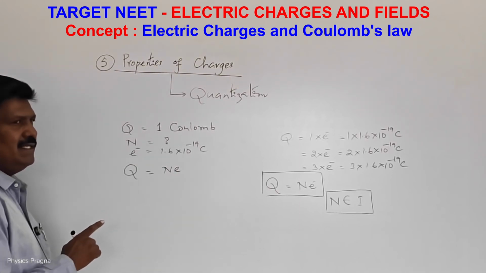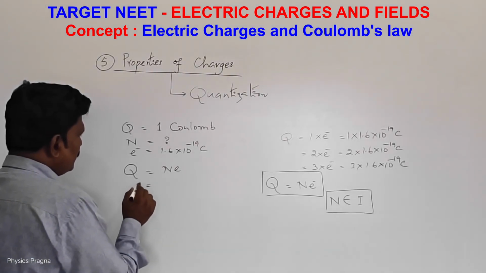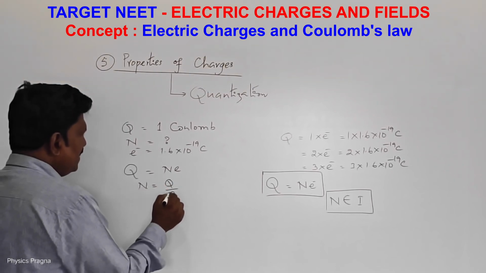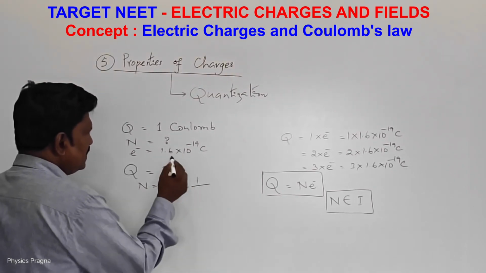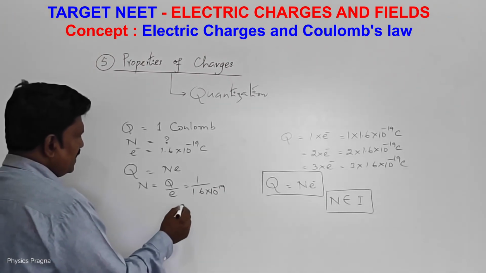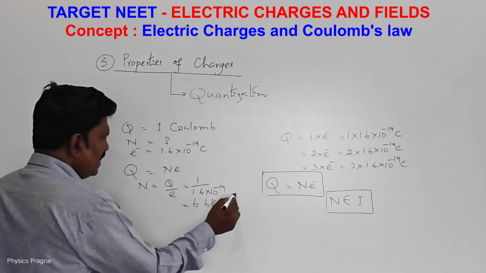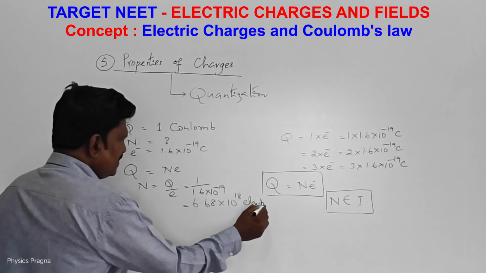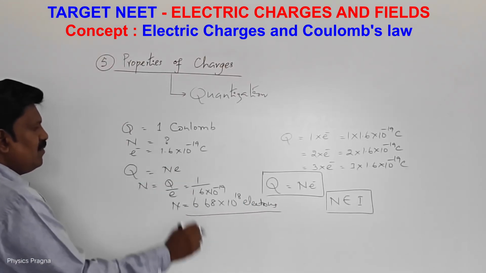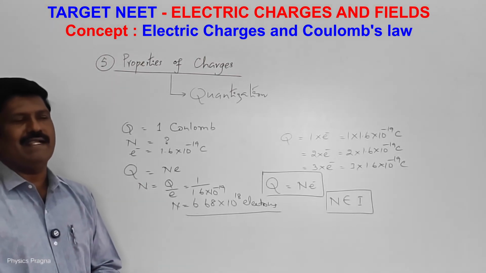Like this only, the charge increases or decreases on a body. So N is equal to Q by e, where Q is 1 coulomb and e is 1.6 times 10 to the power of minus 19. So that is 1 by 1.6, which is 6.25 times 10 to the power of 18 electrons. So if I supply this many electrons to a body, the body gets 1 coulomb of charge. This is the meaning of quantization.